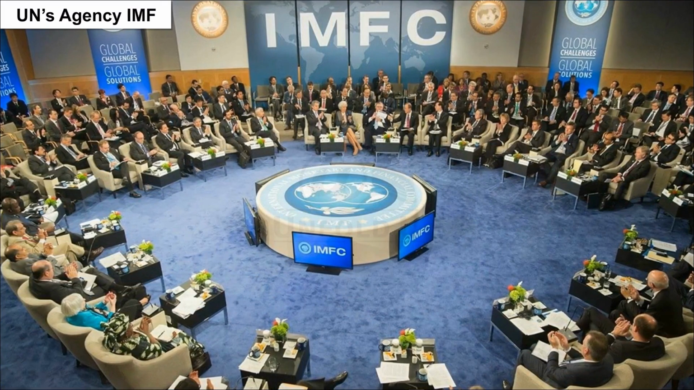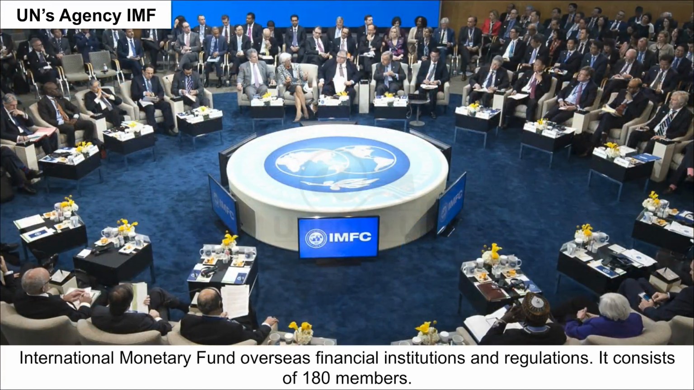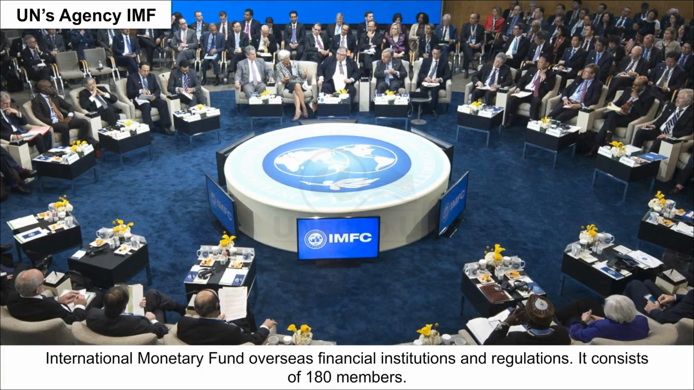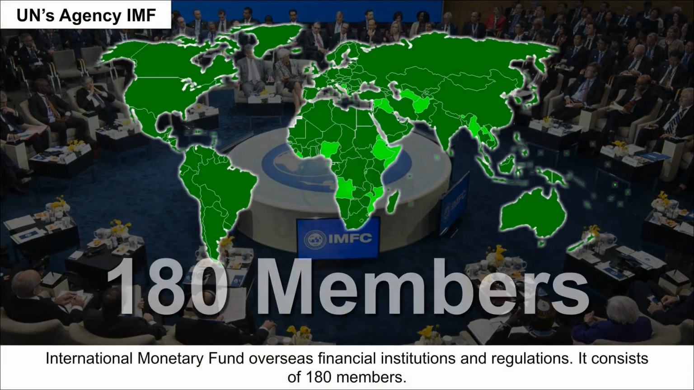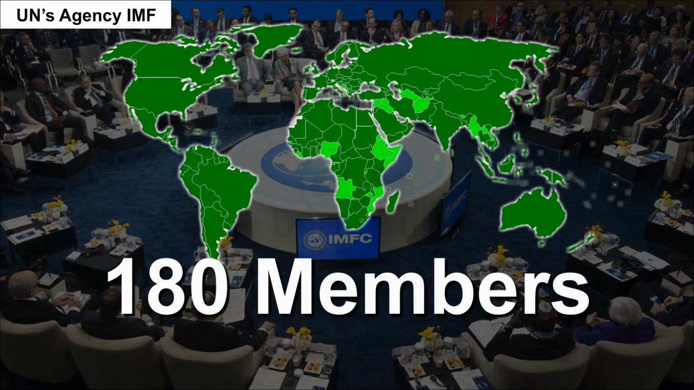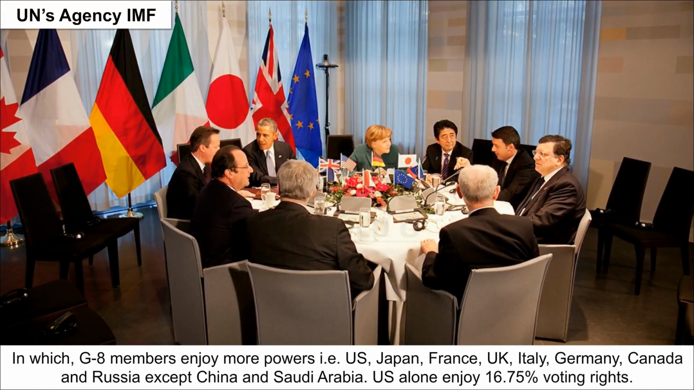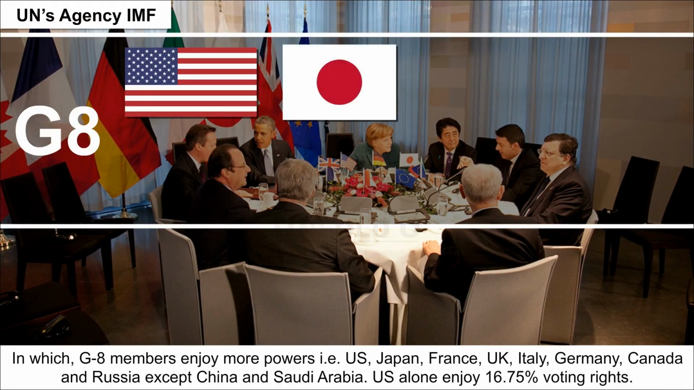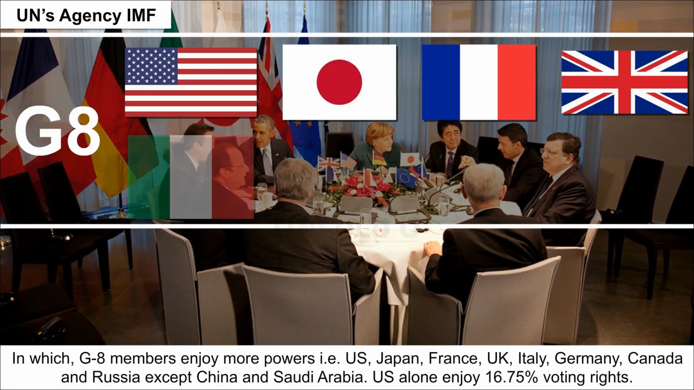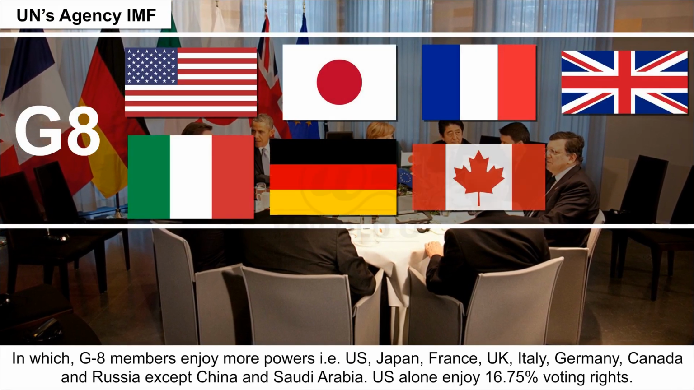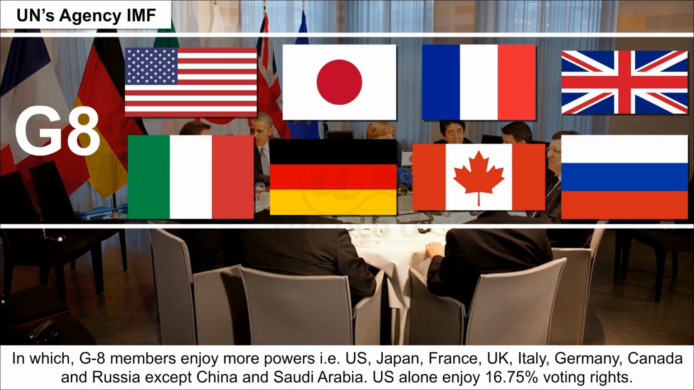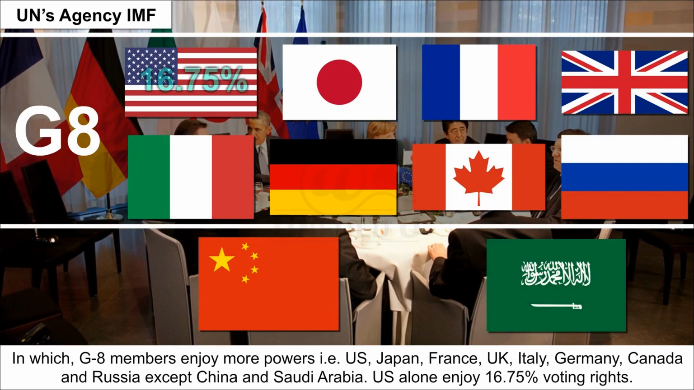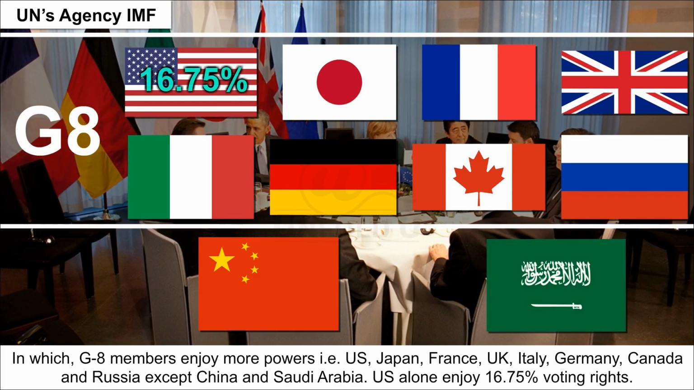UN's agency IMF. The International Monetary Fund oversees financial institutions and regulations. It consists of 180 members, in which G8 members enjoy more powers, that is US, Japan, France, UK, Italy, Germany, Canada, and Russia, except China and Saudi Arabia. The US alone enjoys 16.75% voting rights.